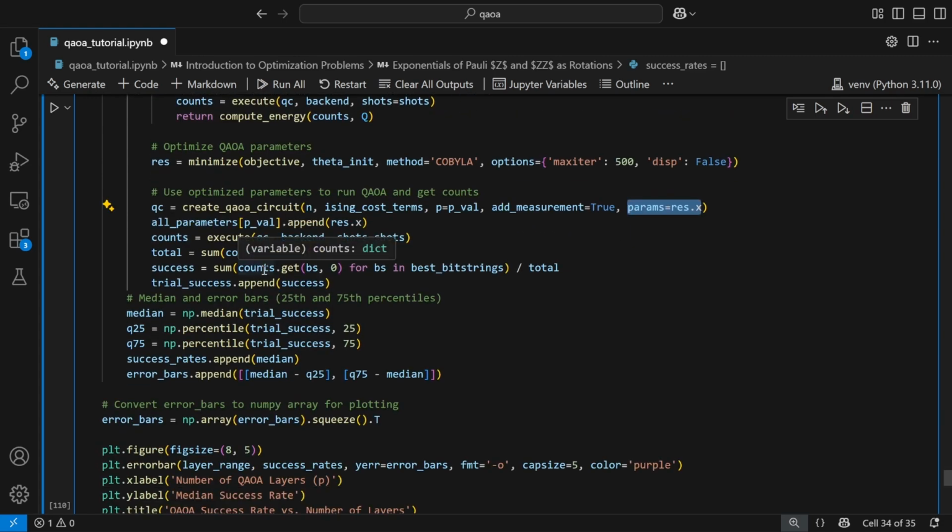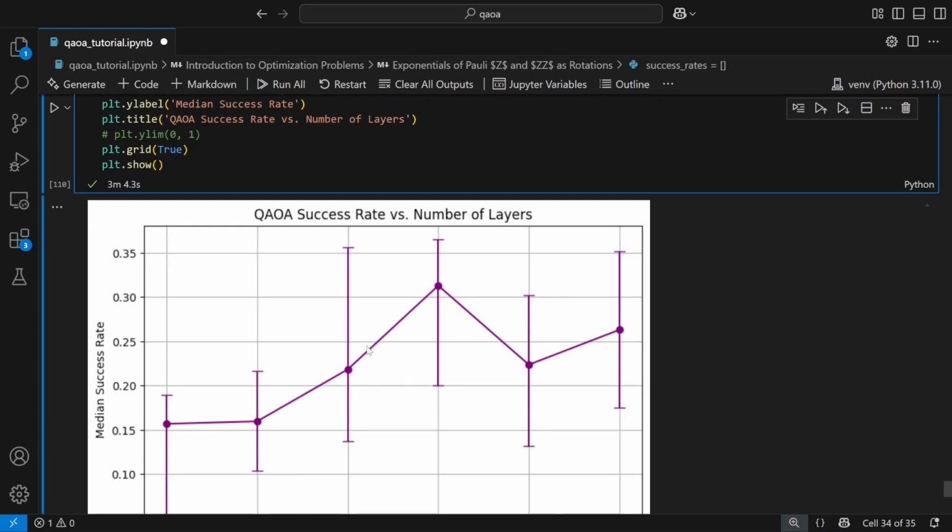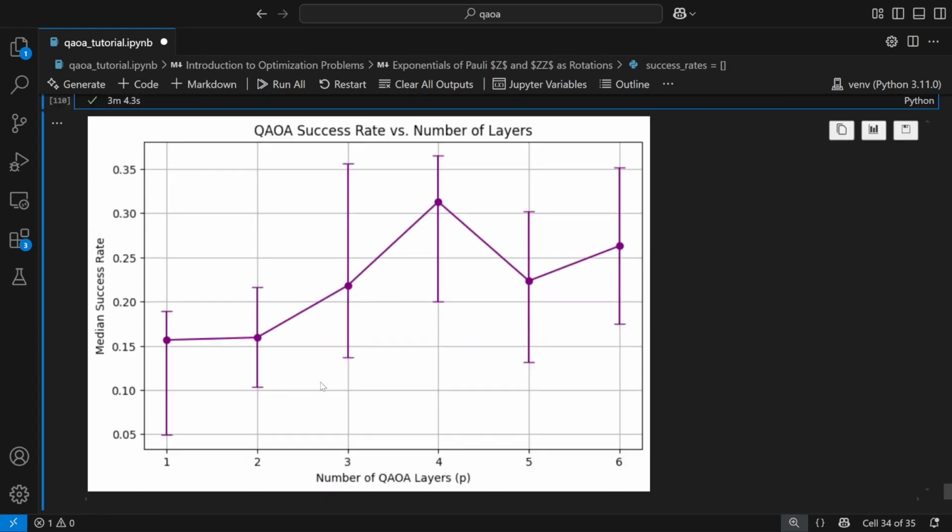and then we look at the median, 25 and 75 percentiles, just to get a sense of, for the 20 trials, what is the median or kind of expected success rate. And after plotting all of this, you can see that as we increase the number of QAOA layers, we generally get a better success rate.